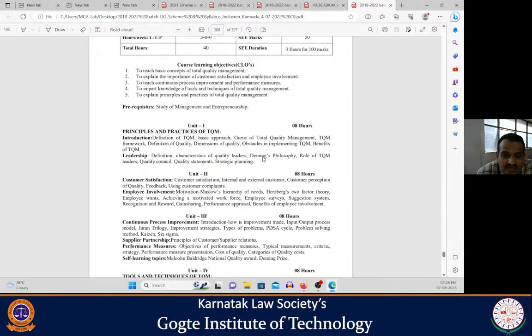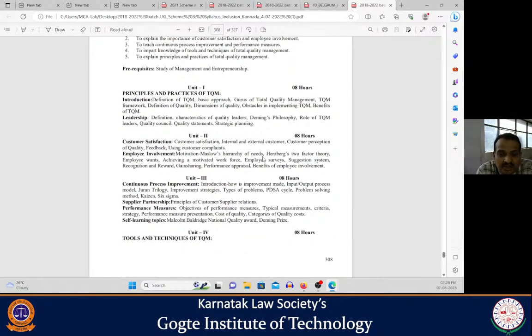Then in unit 2 you have customer satisfaction and employee involvement, where you are going to learn about customer satisfaction. Nowadays we are buying a lot of products, and we have star ratings and other things on the online applications where you check the star rating and then you buy the product. Sometimes they are fake, sometimes you need to use them, and then you can even return the product using customer complaints. All this is part of customer satisfaction. Then employee involvement, where you have Maslow's hierarchy of needs. If all the employees are involved, then the company grows. If many employees are not involved, then the company does not grow.